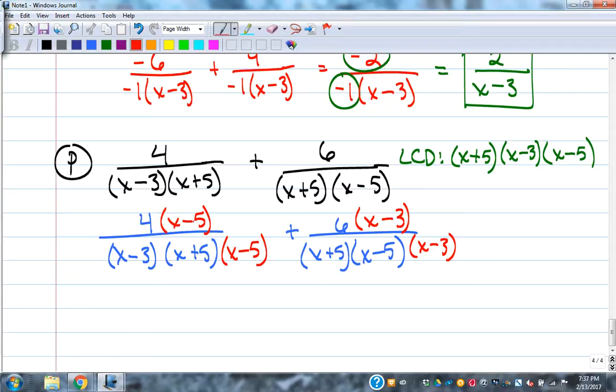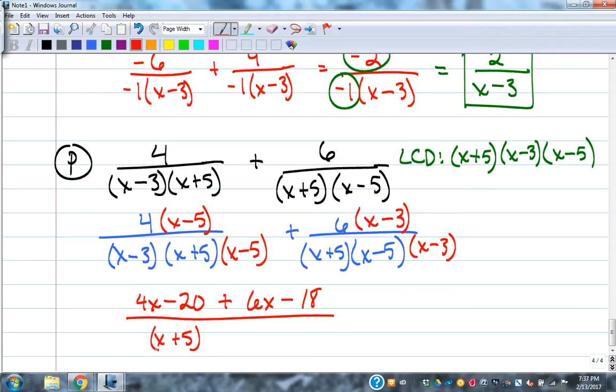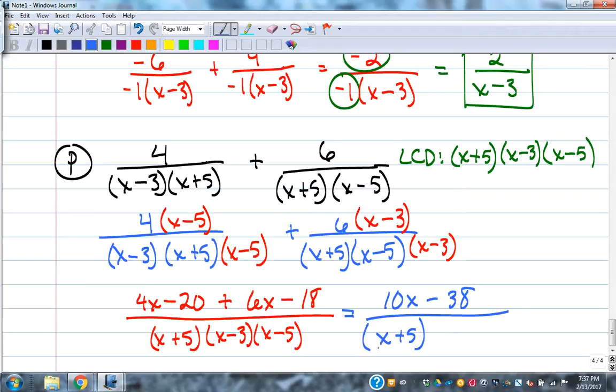So 4x minus 20 plus 6x minus 18. All of that's over the same denominator, x plus 5, x minus 3, x minus 5. That's our LCD. And then I'm just going to simplify the like terms. 4x plus 6x is 10x minus 38. And the denominator stays the same.